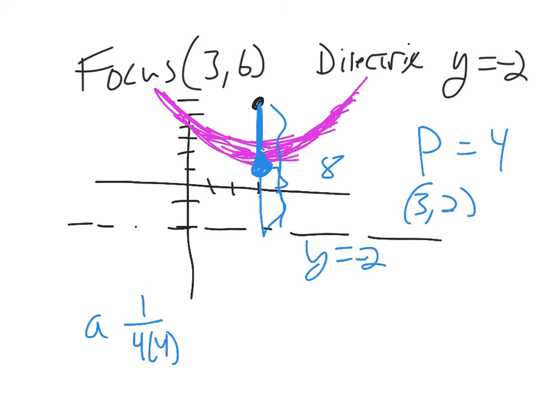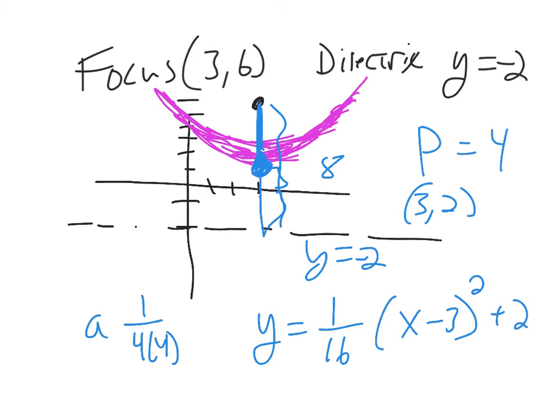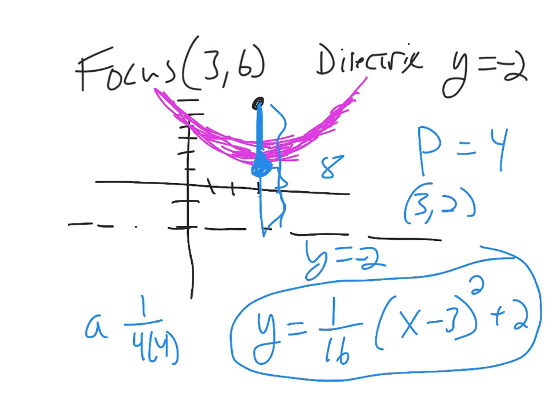So let's go to town here. This graph opens up, so I know a is positive. So y equals 1 over 16 times x minus 3 squared plus 2. And that should give us that graph. Much easier than doing all that distance formula stuff. The distance formula stuff works, but this is a lot easier. So remember that little formula to find a is 1 over 4 times the focal length, where I'm going to use p as the focal length. Okay, hopefully this helps you out.